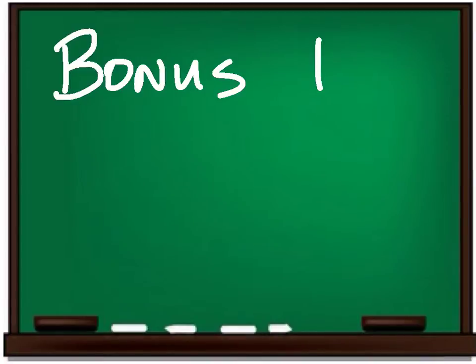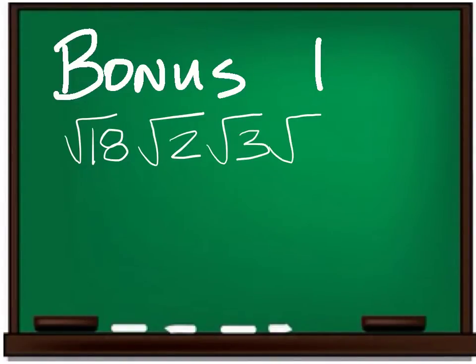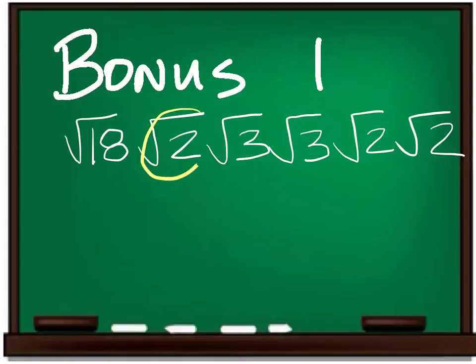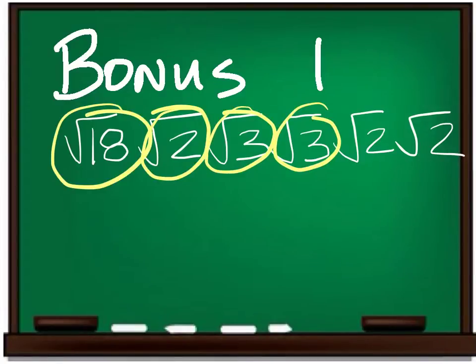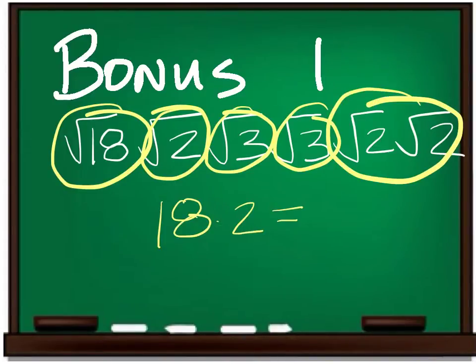Try this bonus if you're finished with the practice. You can multiply 2 times 3 times 3 to get 18. If they're square roots, then you're just going to be left with 18. And then these two multiplied together will be 2. So your answer is 36.